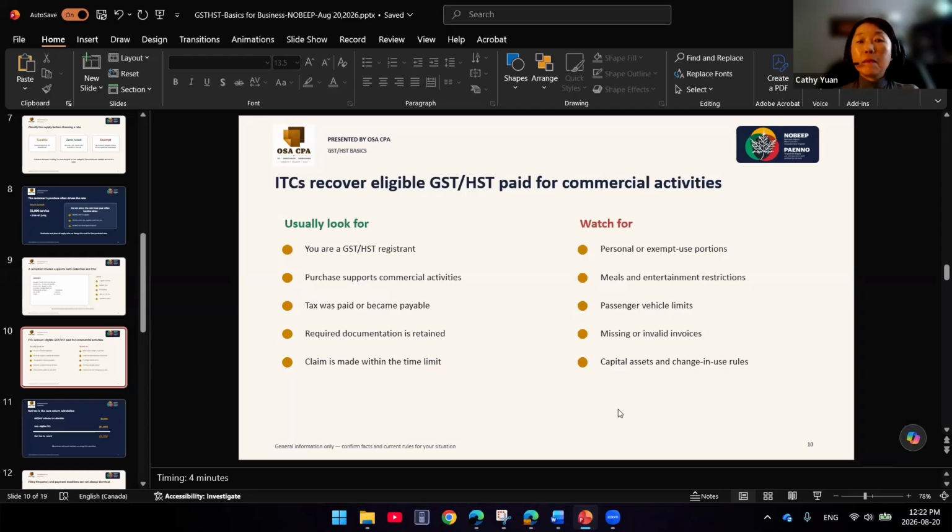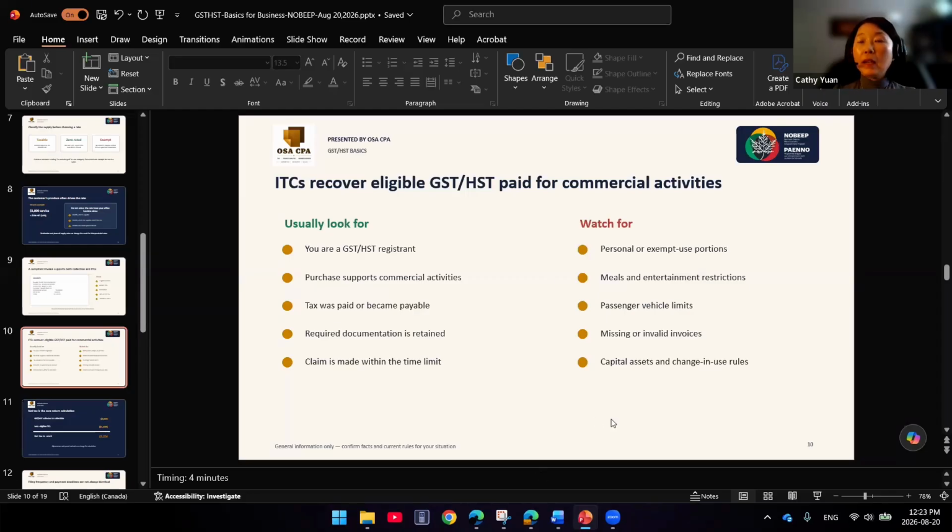But if this computer is for business use, we use it for email, we design or put some blog on my website, and that's for business, we can claim this GST/HST ITCs.